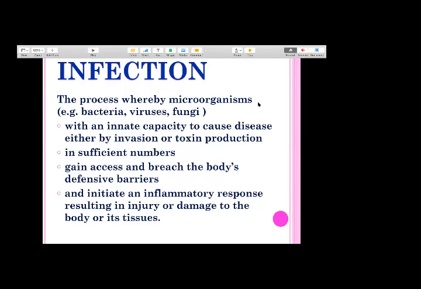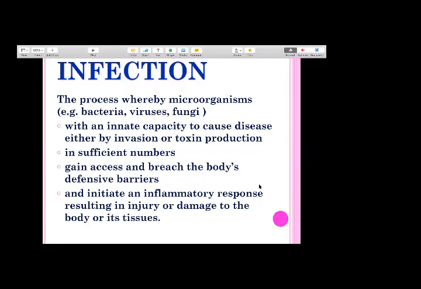What is infection? Basically, in broad terms, infection is a process whereby microorganisms, which can include bacteria, viruses, and fungi, with an innate capacity to cause disease, either by invasion or toxin production, in sufficient numbers, cause a reaction in the body in order to fight it.